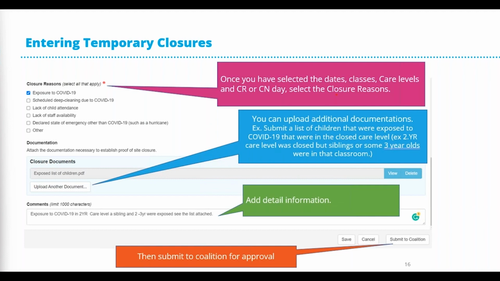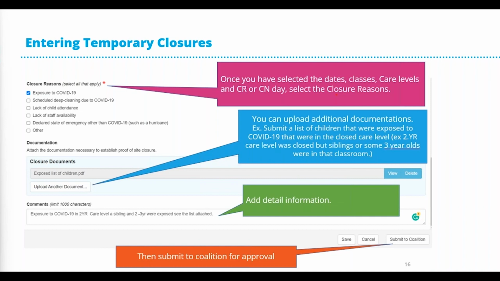You can select those, and then you would want to upload any supporting documentation that you have for that, as well as a list of the children that are affected. One example given here is if you have a 2-year-old classroom that has been exposed to COVID-19, but that classroom also had a couple of 3-year-olds or siblings coming in and out, those children would also be out of that classroom, but you're not closing down the entire, say, 3-year-old care level.